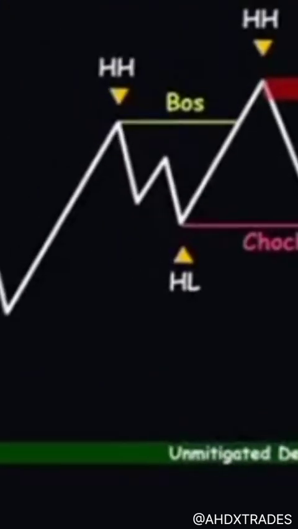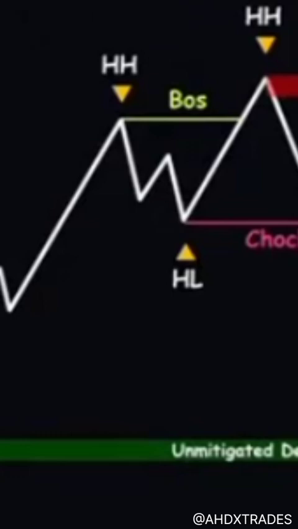You should watch these levels closely. A clean break and retest can give good trade setups, while false breakouts can trap traders who enter too early.